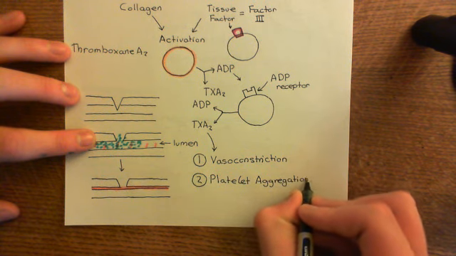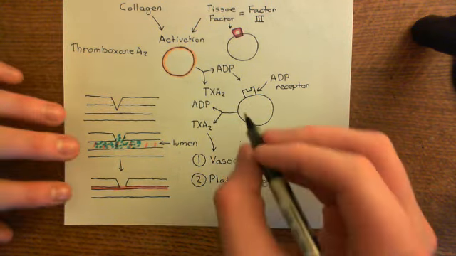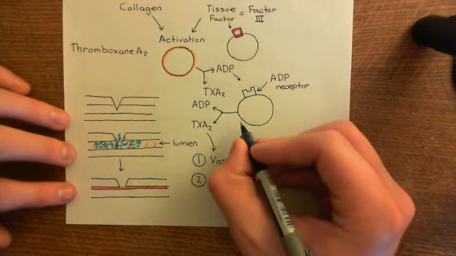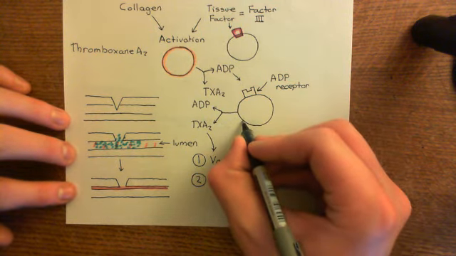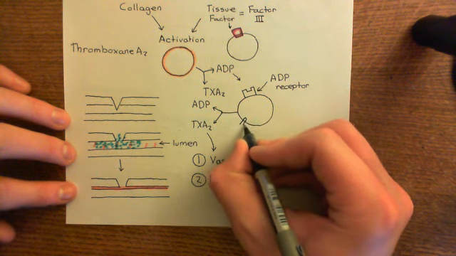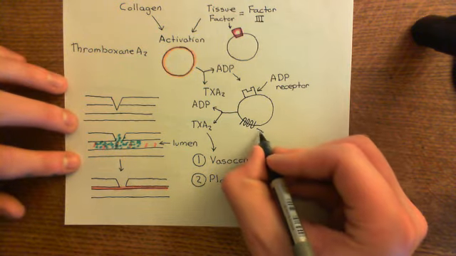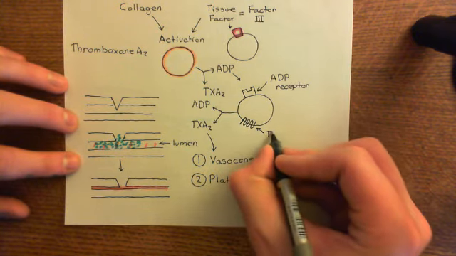The other effect is that the thromboxane is actually going to act on the platelets themselves. So the platelets have a receptor for thromboxane on them. Okay, so I'll draw this here. It's actually a G protein coupled receptor, so I might even draw it as a 7 transmembrane receptor. There we go. Okay, so this is the thromboxane A2 receptor, TXA2 receptor.